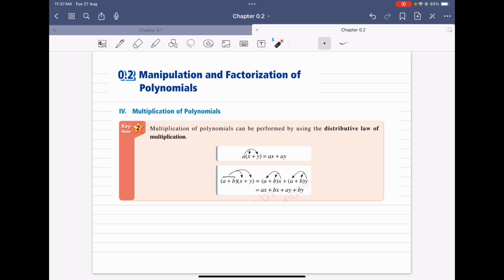For polynomials, of course, if originally you have this term, you can multiply a into these two terms. So you can expand it into ax plus ay. And at the same time, if you have ax plus ay and want to factorize, you can take a as a common factor. So if it is (a plus b) times (x plus y), you can multiply x times (a plus b), y times (a plus b). So you have this one. And then do it one more time: x times a, x times b. So at the end, you have 4 terms here.